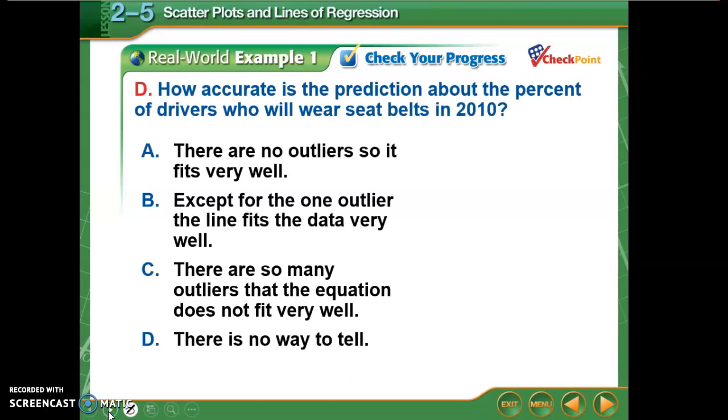Alright. How accurate is the prediction about the percent of drivers who will wear seatbelts in 2010? Were there outliers except for one, or there's none? Alright, so the best answer here is, except for the one outlier, the line fits the data very well.